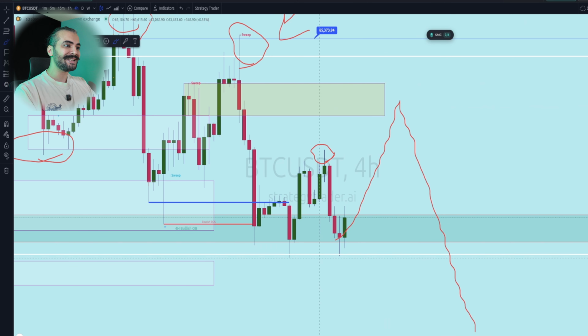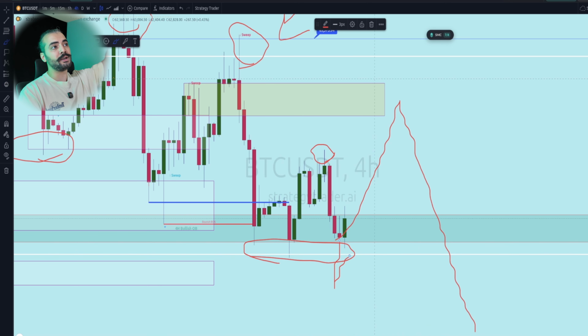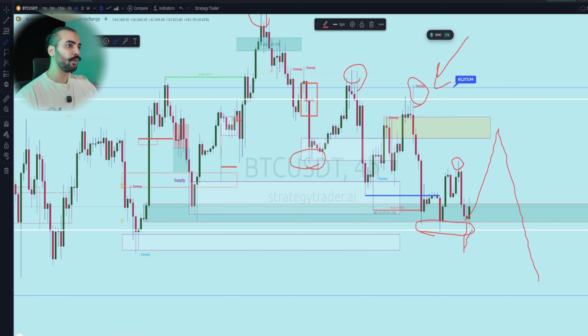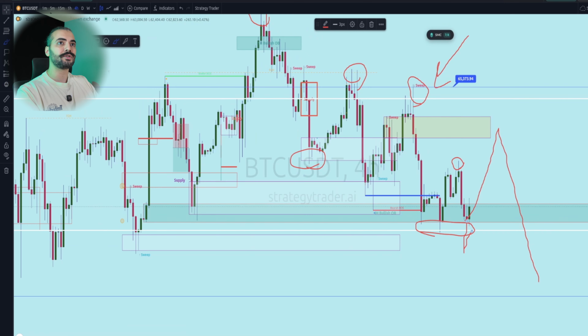And to be honest, it hasn't taken any liquidity from here. So you can't see any shadow from here that it can push the price towards the top. We haven't had any lower lows. Okay, let me draw this. Let me make this a little bit easier for you to understand.